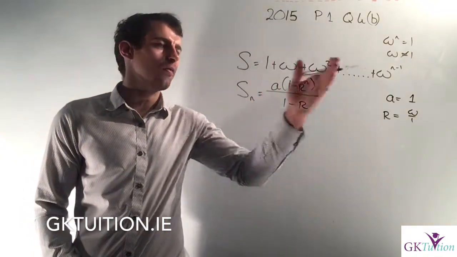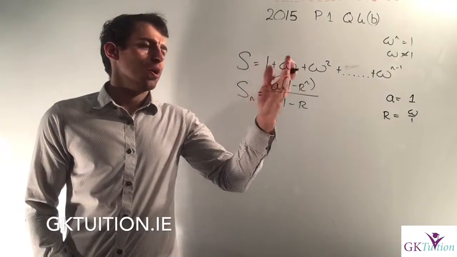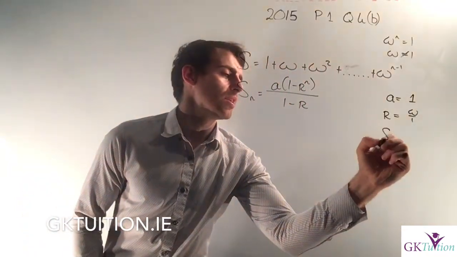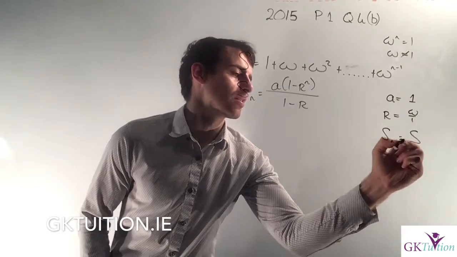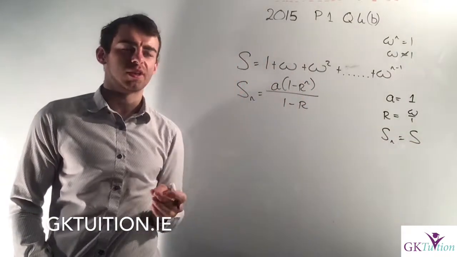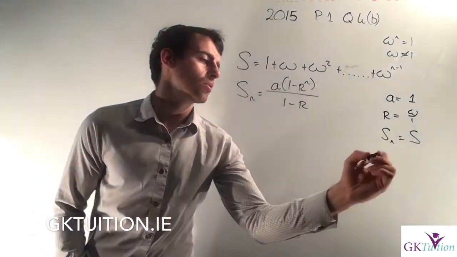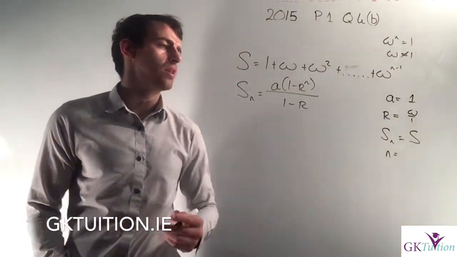Sn is the sum of all of the terms. Well, I know that when I add all the terms together, I'm just going to get S. So that means that in this case, instead of Sn, I can just sub in S. And n is the number of terms. So I need to figure out how many terms there are in this sequence.